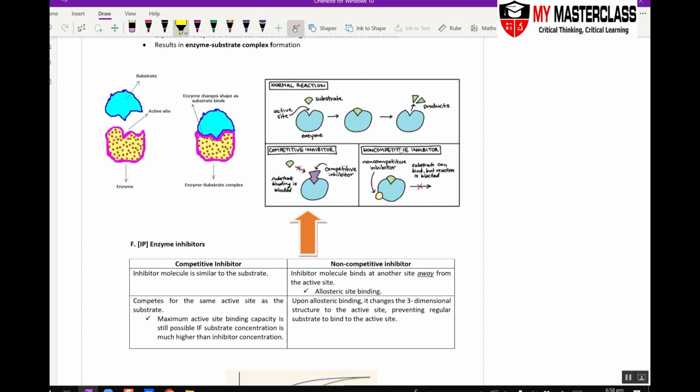Non-competitive inhibitor on the other hand is totally different. What it does is this non-competitive inhibitor will bind to a site that is away from the active site. Once it binds away from the active site, this active site will then change its structure. Which means to say that the original substrate is very hard to bind already.